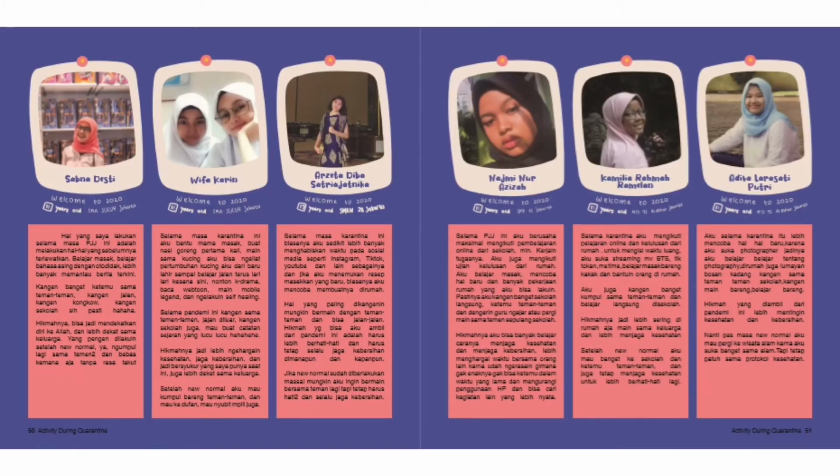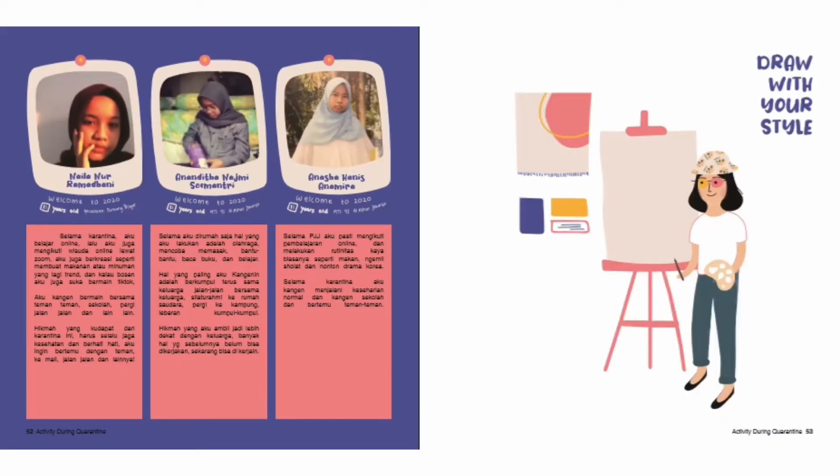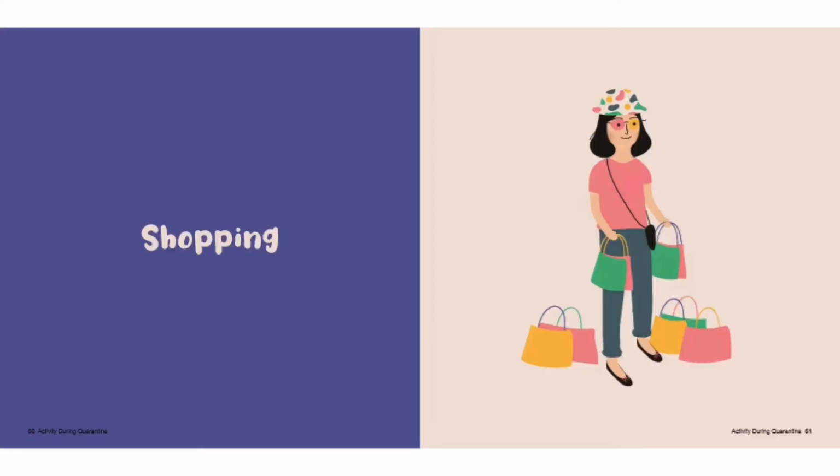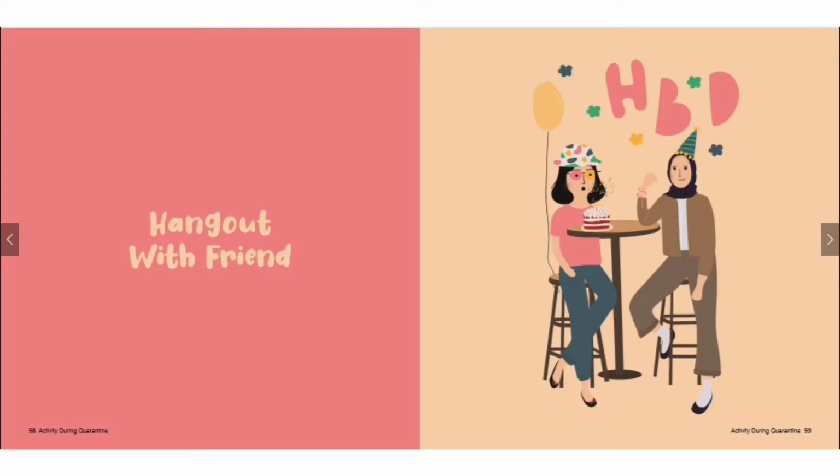Next is Staying Human, which contains some of my target audience's testimonials during quarantine about what was felt and what was missed. In this section, I don't use English because these are target audience testimonials. I also provide a draw-with-your-style page to describe how they felt and what they did during the quarantine. Next, I also include a number of activities that you can do after this quarantine period ends. I illustrate them using illustrations that are appropriate to the content. One example is hanging out with friends.